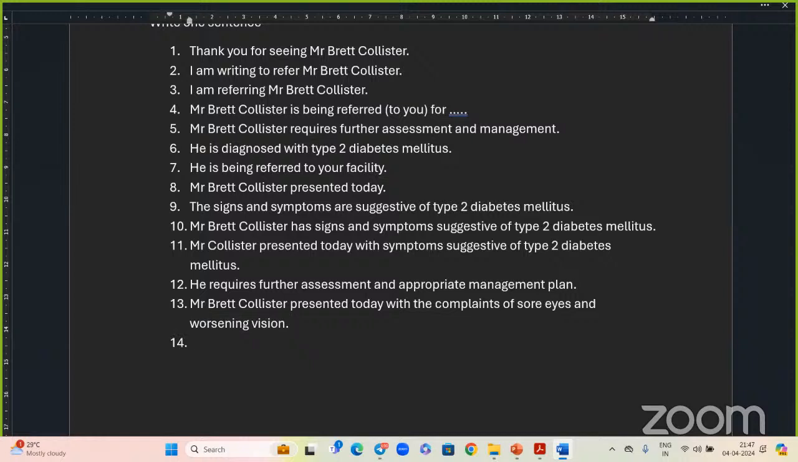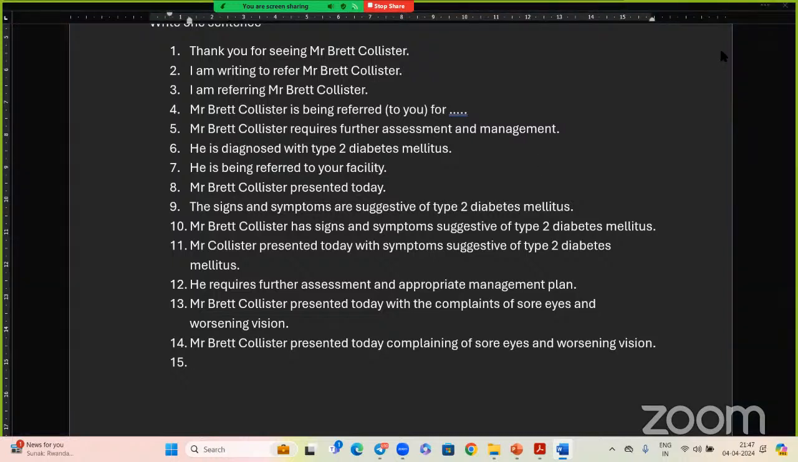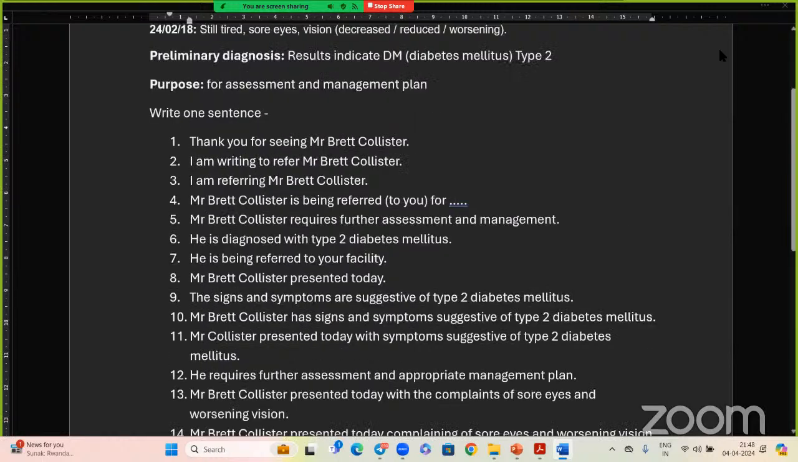Or you can write the same sentence in a different style. Mr. Brett Collister presented today complaining of sore eyes and worsening vision. Like this also you can write. Same thing. How many different types of sentences we are writing. Now if you have any other options, you can write.